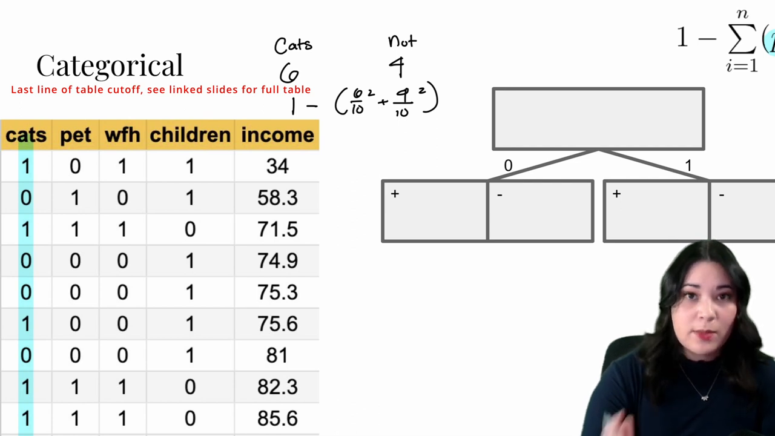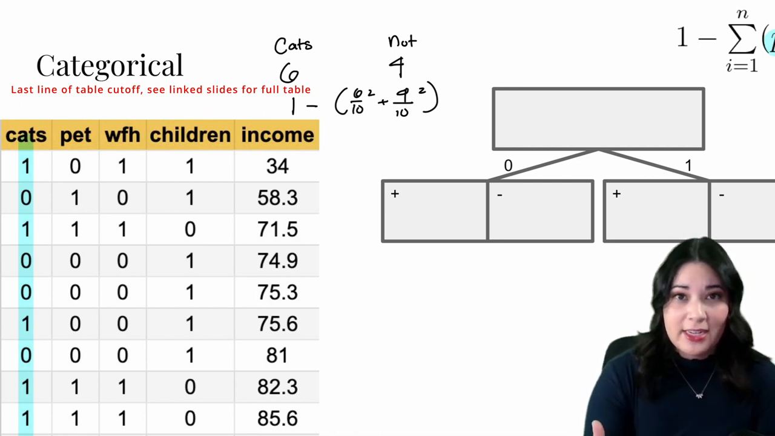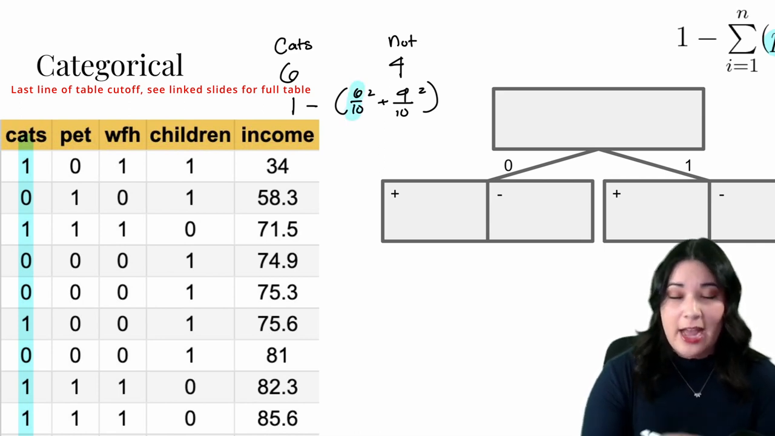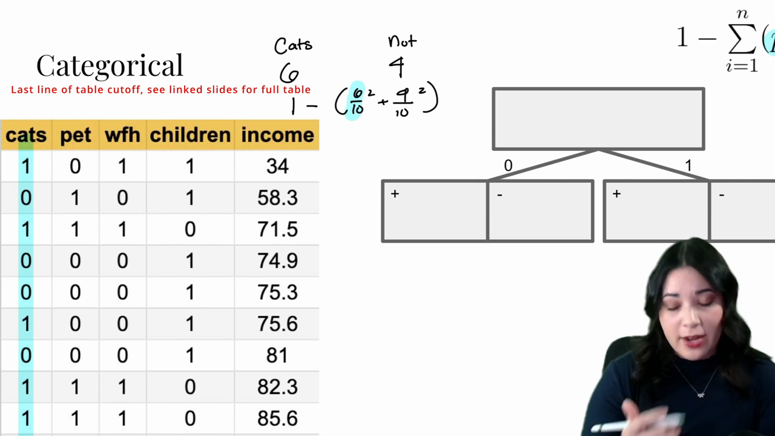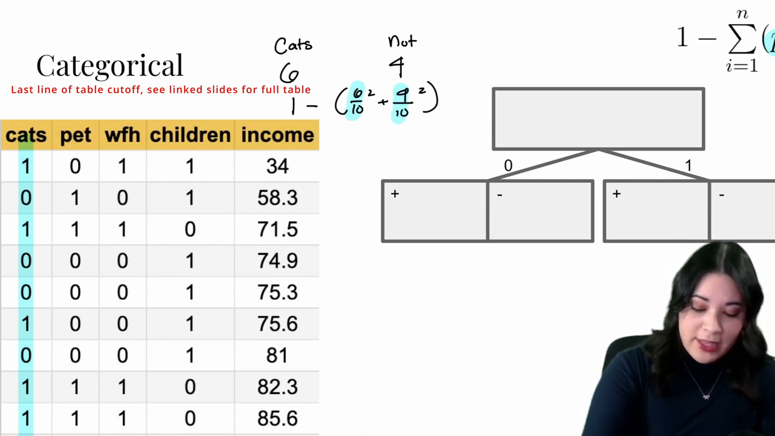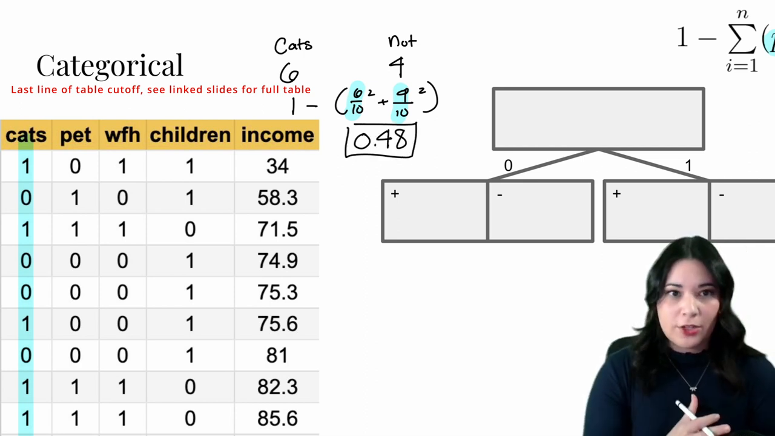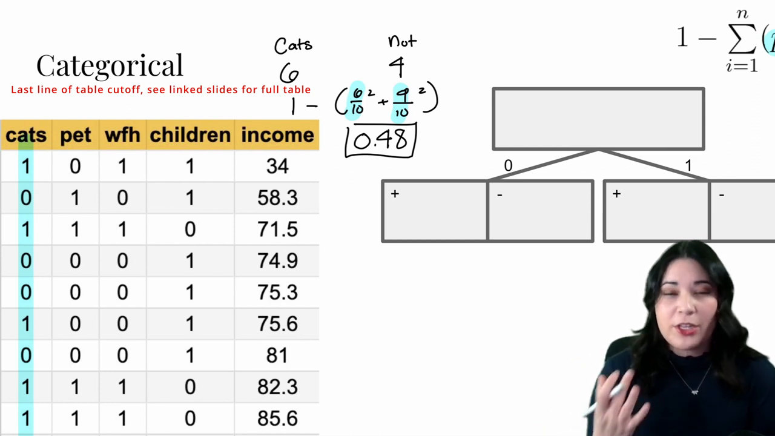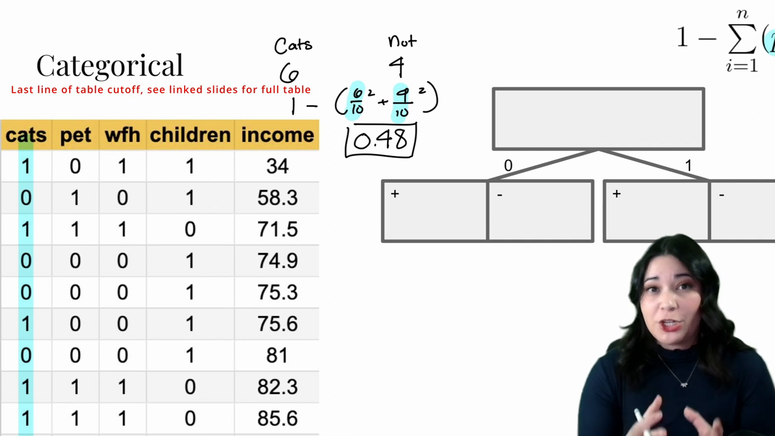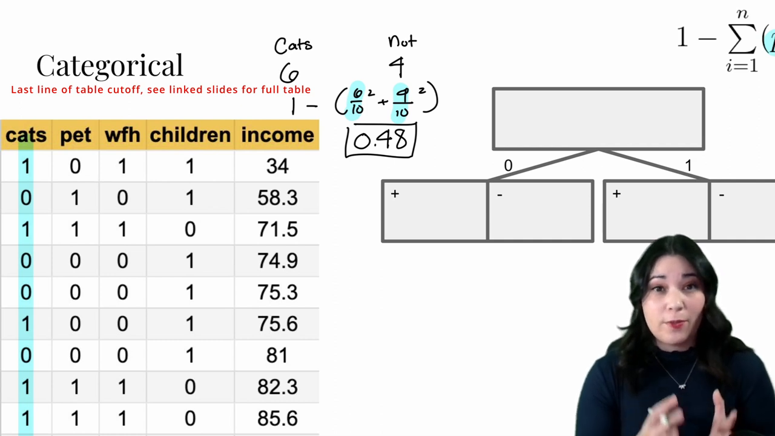In this case, the probability of having a cat in the data set is 6 over 10 because 6 out of 10 people have cats. The probability of not having a cat is 4 out of 10 because 4 out of 10 people do not have cats. When we plug this all in, we get that our overall Gini impurity for the data set is 0.48. So we're looking to see if there's a variable that we can use to split our data that will give us a better Gini impurity than 0.48.